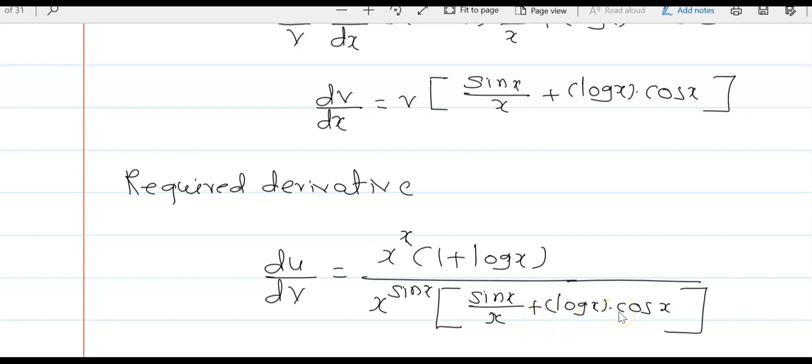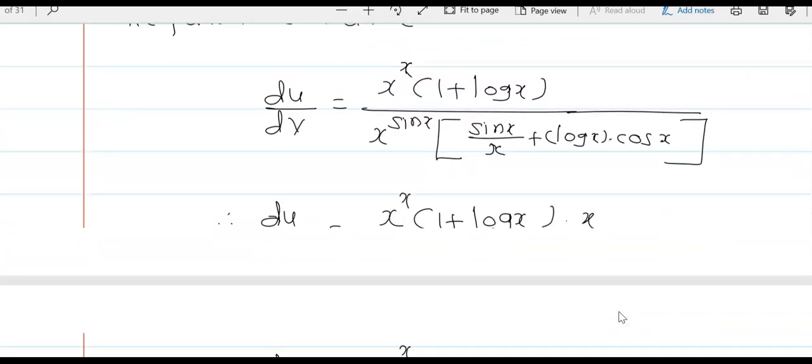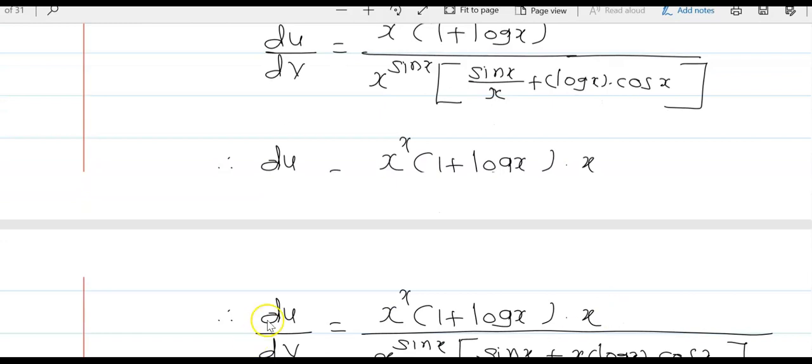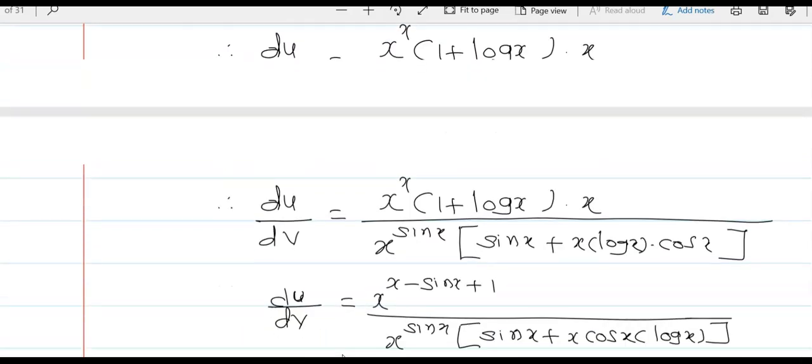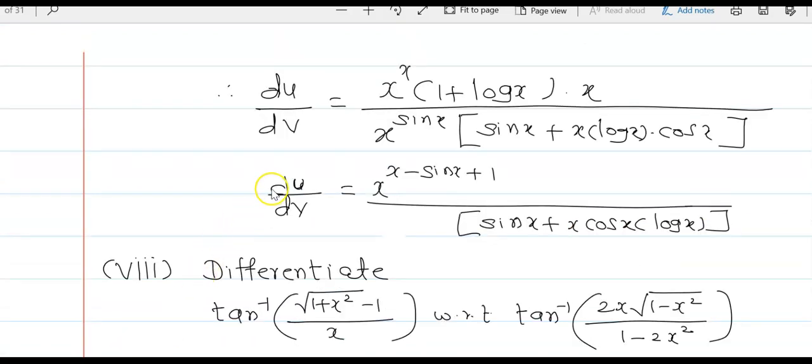And if we simplify this, then you will get du by dv is equal to x raised to x in bracket 1 plus log x, into x upon x raised to sin x in bracket sin of x plus x log of x into cos x. Now see this again, and this is the final answer: du by dv is equal to x raised to x, sin x plus 1 upon sin x plus x cos x into log x.